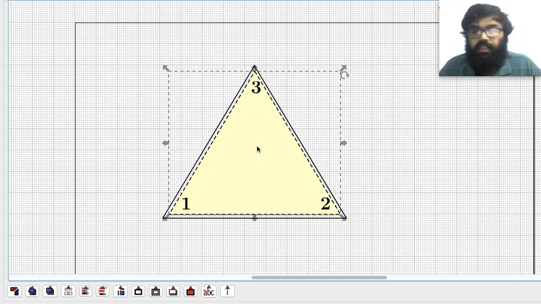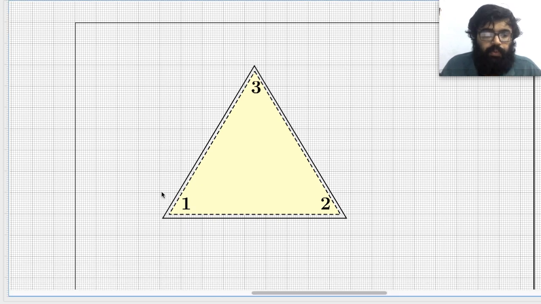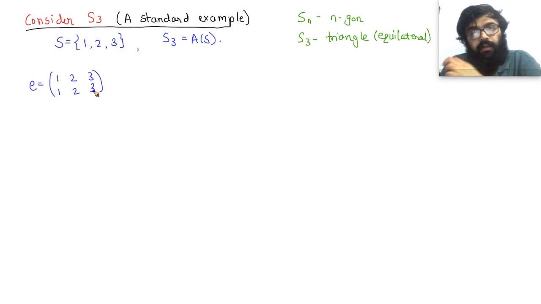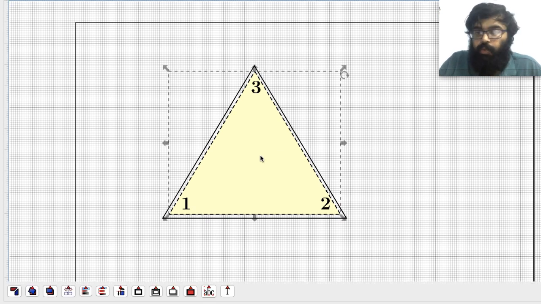So one thing we can do is not do anything, no rotation at all, 0-degree rotation. That means the triangle is as it is. So how do we read this? 1, 2, 3. That is nothing but our identity map, E equals 1, 2, 3 goes to 1, 2, 3 as it is. The triangle is left as it is, no rotation, nothing. Or a 360-degree rotation, there is nothing, it will be the same structure, right? Yes.